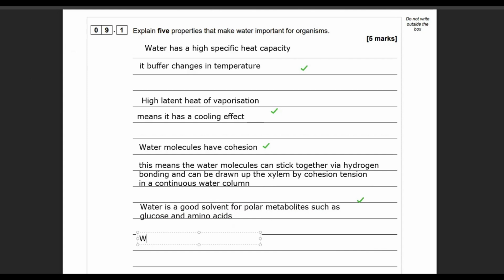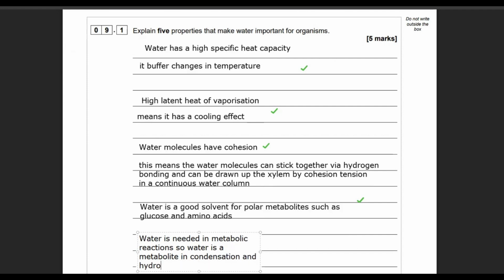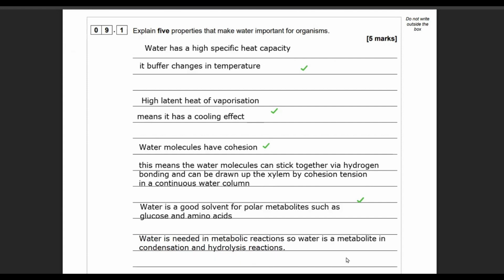Water is also needed in metabolic reactions. So water is a metabolite in condensation and hydrolysis reactions. Can't spell it, guys. We could have got specific. If you're an A-level student here, you could bust out photolysis or something like that. Yeah, so there's 5.